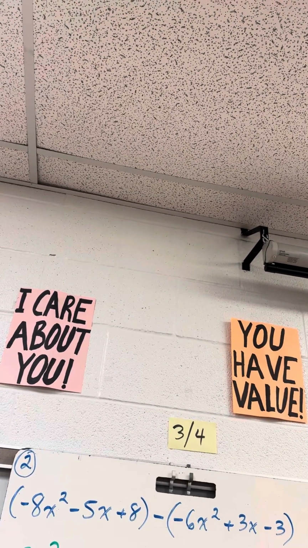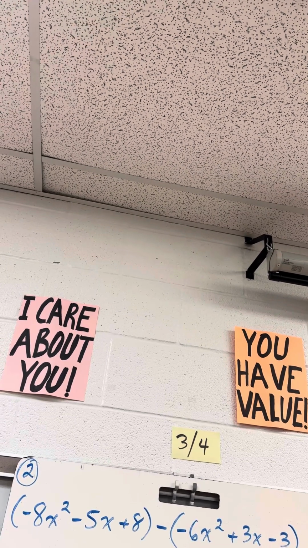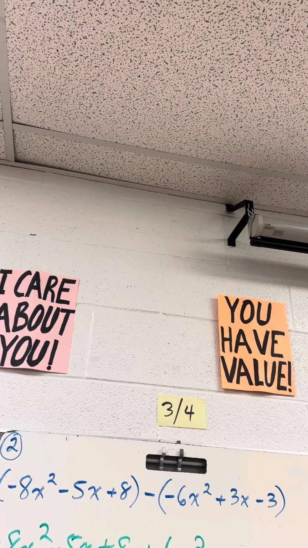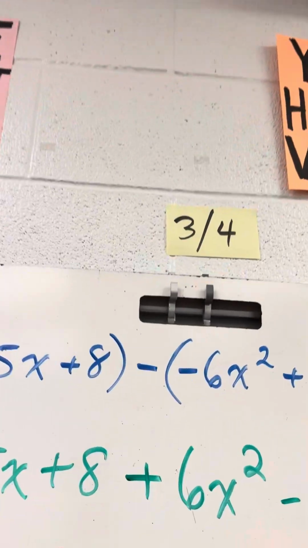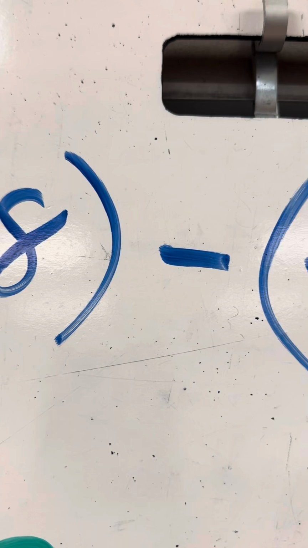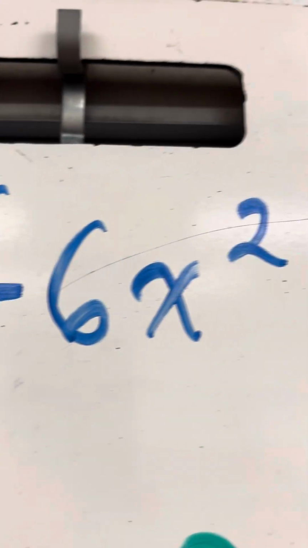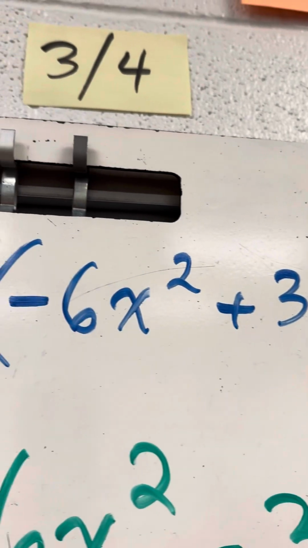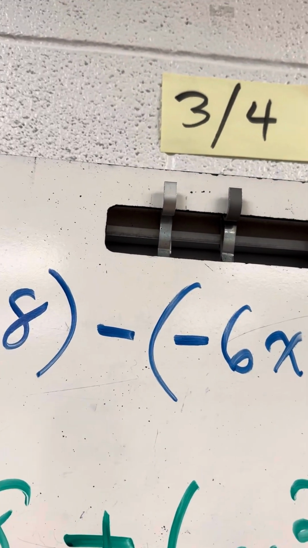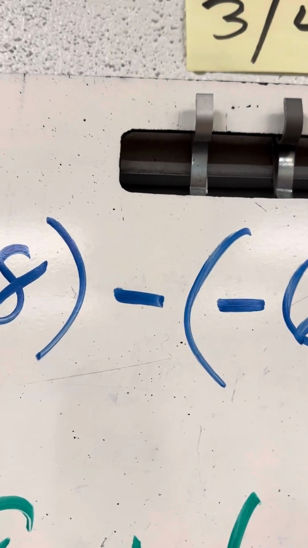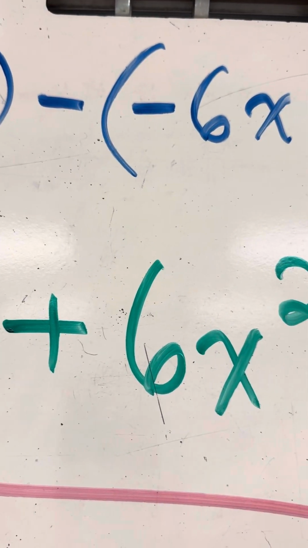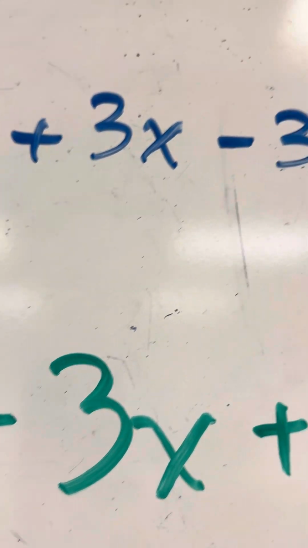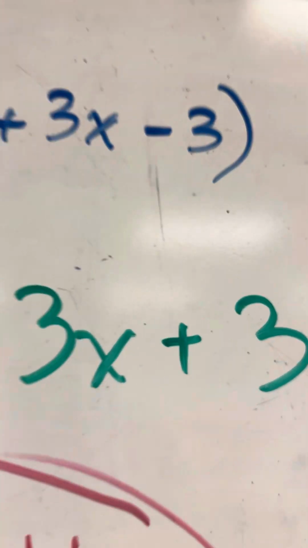Now, be careful when you have minus. Negative 8x squared minus 5x plus 8 minus negative 6x squared plus 3x minus 3. Whenever you have minus, this minus is going to change this sign, and this sign. Changes all of the signs inside the parentheses. Okay? So, instead of minus, you're going to have plus 6x squared. Instead of plus 3x, you're going to have minus 3x. And instead of minus 3, you're going to have plus 3.